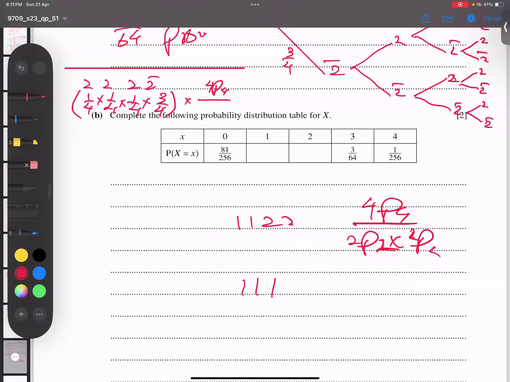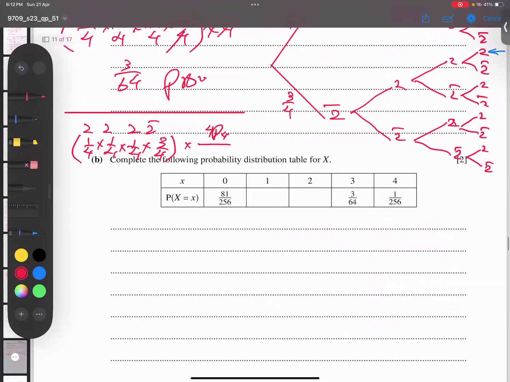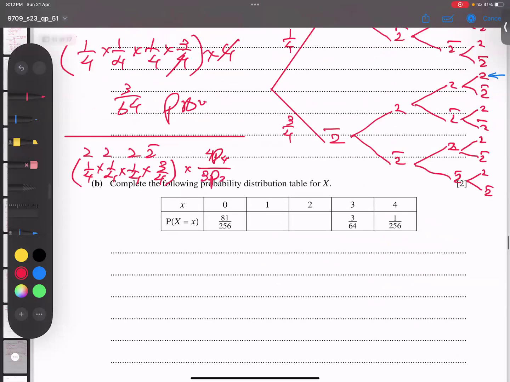But if 1, 1, 1 and 2, then 4p4 divided by 3p3. This is for the 3 ones. I believe you got my point. So this is the reason, students, why I wrote 3p3 here. This 3p3 is for the 3 repeating. And if you solve this, you must get a 4. Alhamdulillah, I believe you got my point.